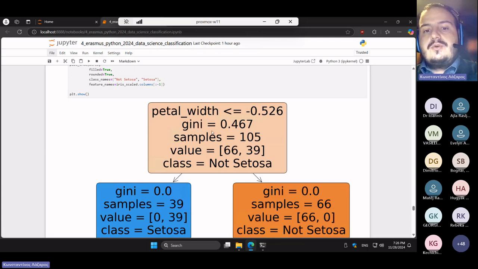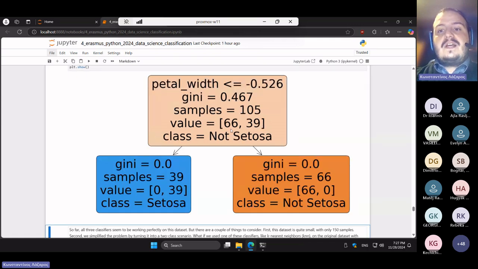This is Gini impurity. So this basically means that this essentially varies from 0 all the way out to 0.5. So the lower the value, the more pure our split is going to be, which means that the node is actually going to have samples that belong into one specific category. And what we see here is that unfortunately that's not the case, because we have 66 samples that belong to one category and then 39 that belong to the other one. But the class that we start out with, the predictor that starts out with, is not Setosa.